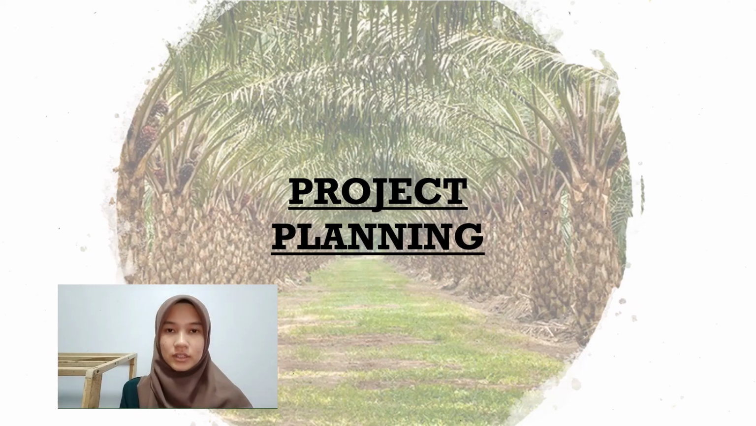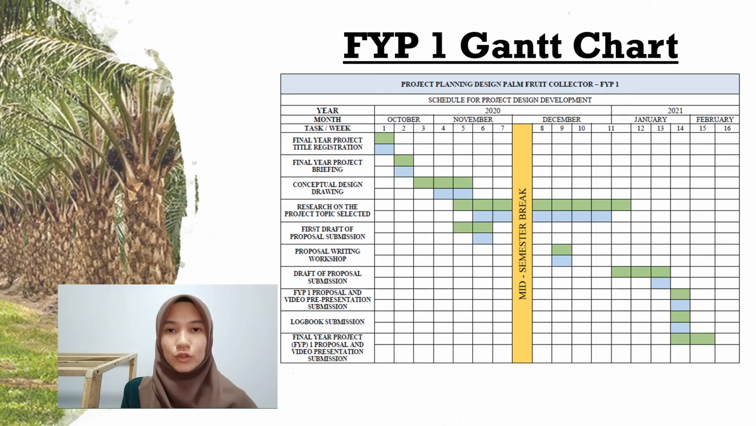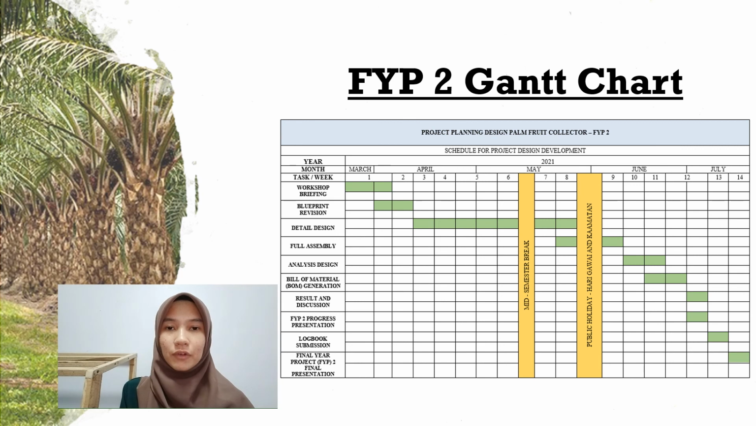Planning of the project is crucial to maintain a good timeline of work. Hence, 2 Gantt charts were set up, one for FYP1 and another for FYP2. It is for easy monitoring of the project. This may lead to successful outcomes, inshallah.